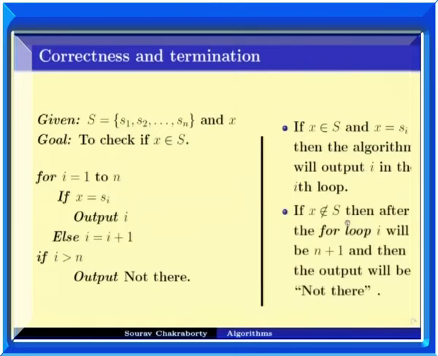So, if x is in this set, then the algorithm will output something and terminate. But if x is not in this set, then after this whole for loop we will be left with i equal to n plus 1, because in the last round i will be n and will go through to n plus 1, and then this if condition will be satisfied and we will output not there. Thus, in either case we will terminate and output the right answer. So, the correctness and termination is not something very hard to check in this algorithm.